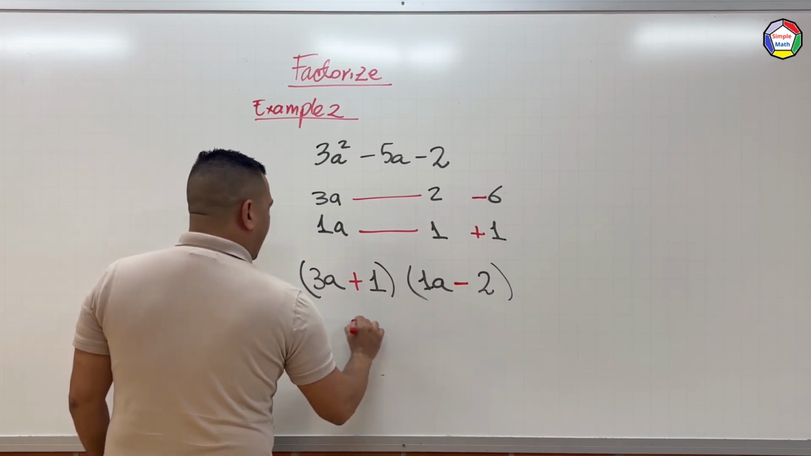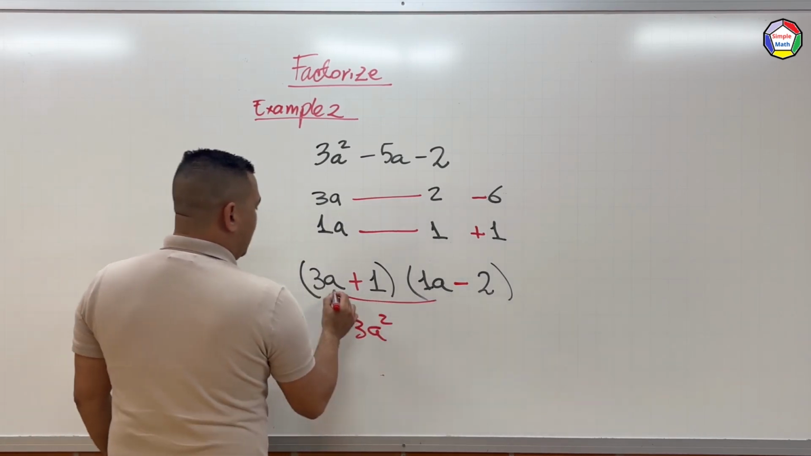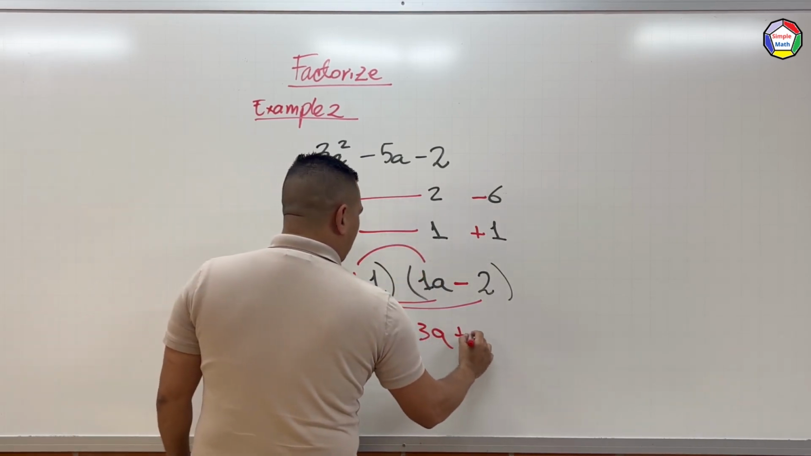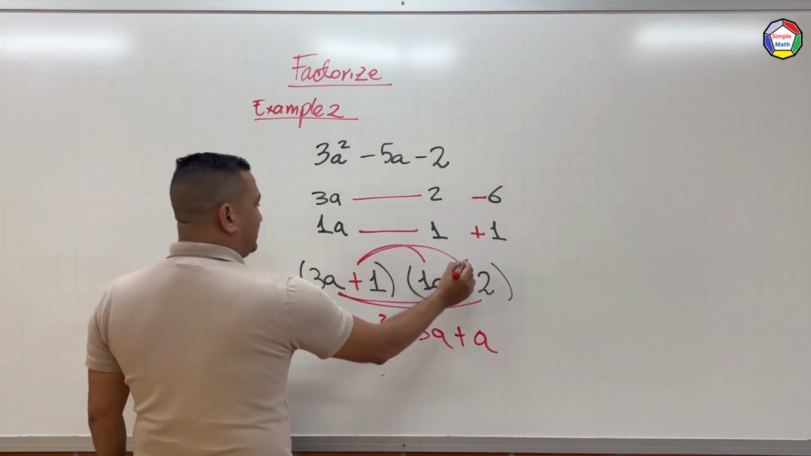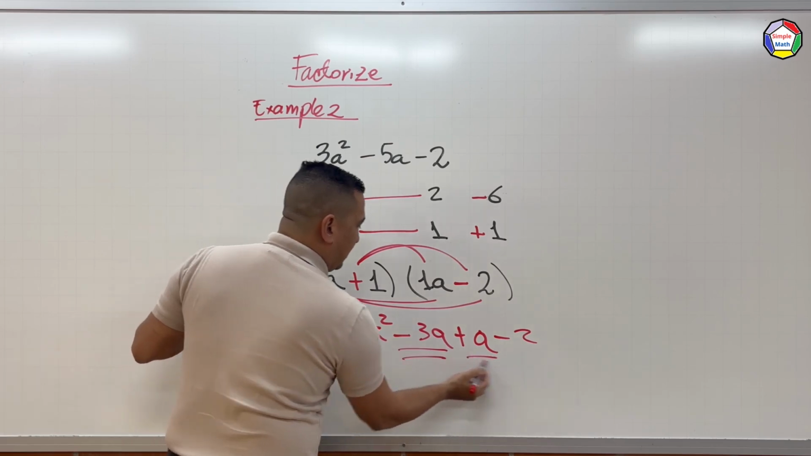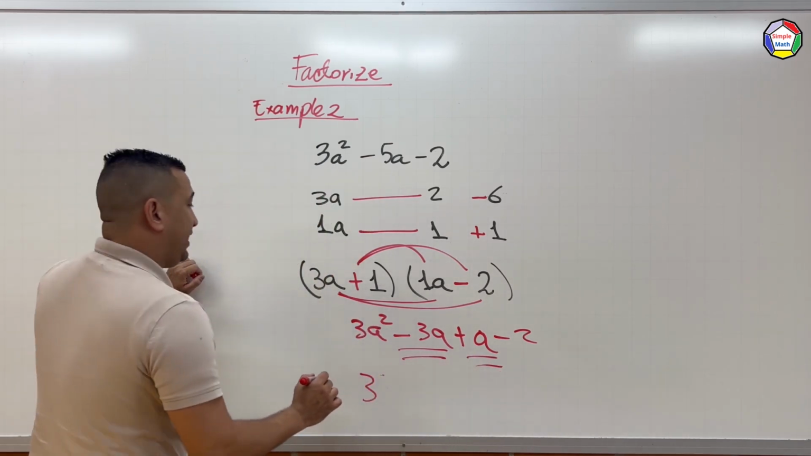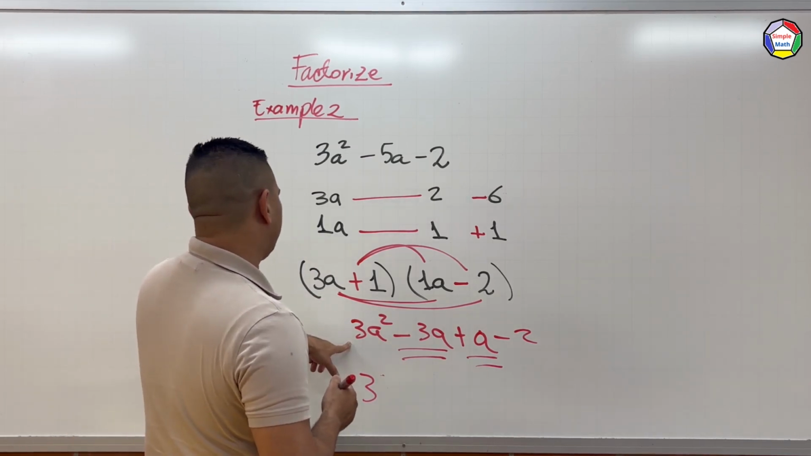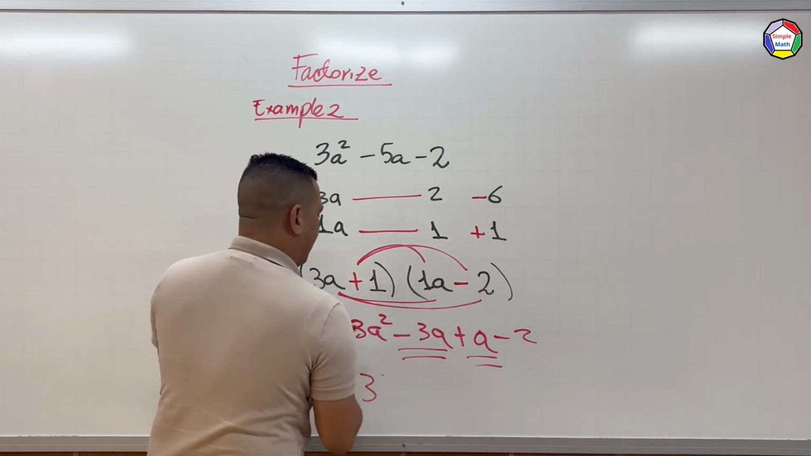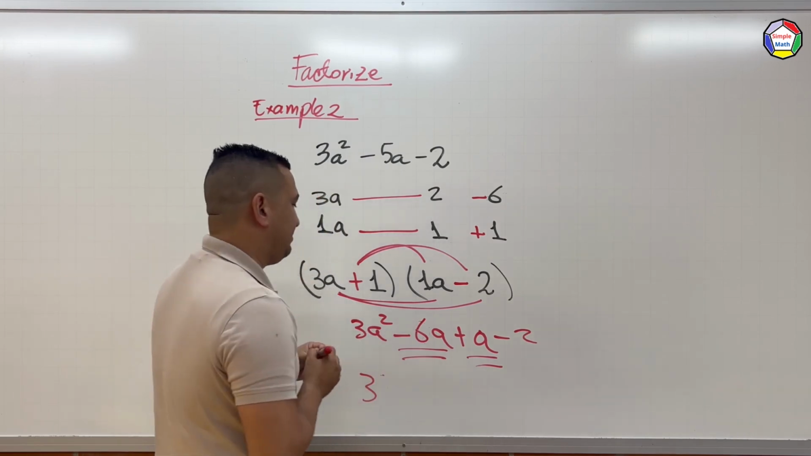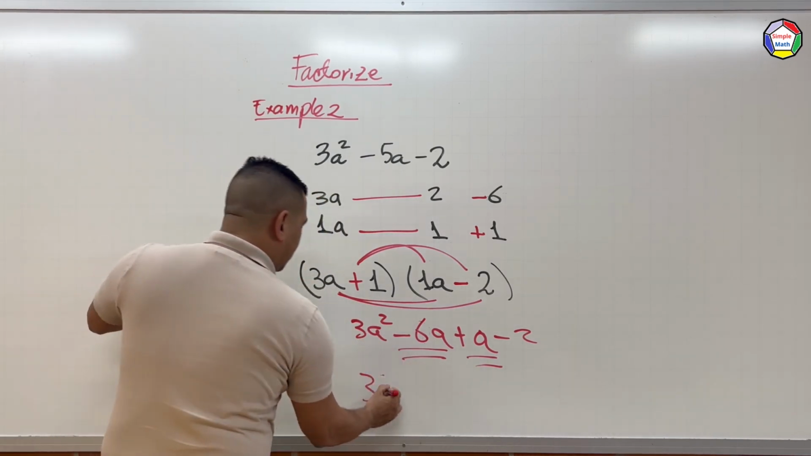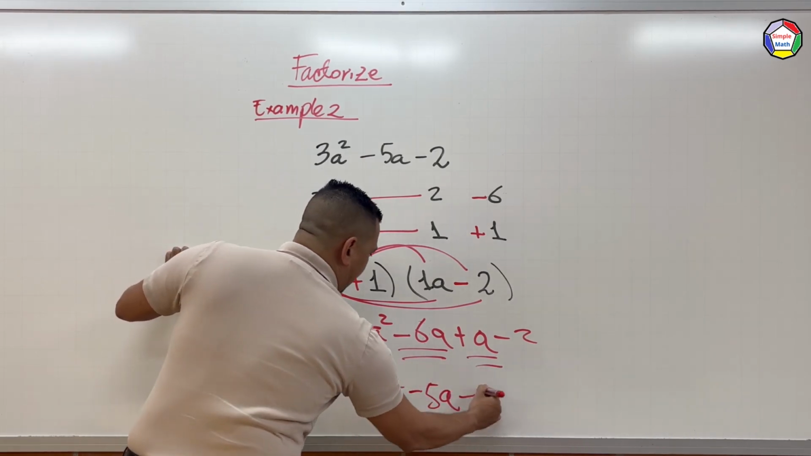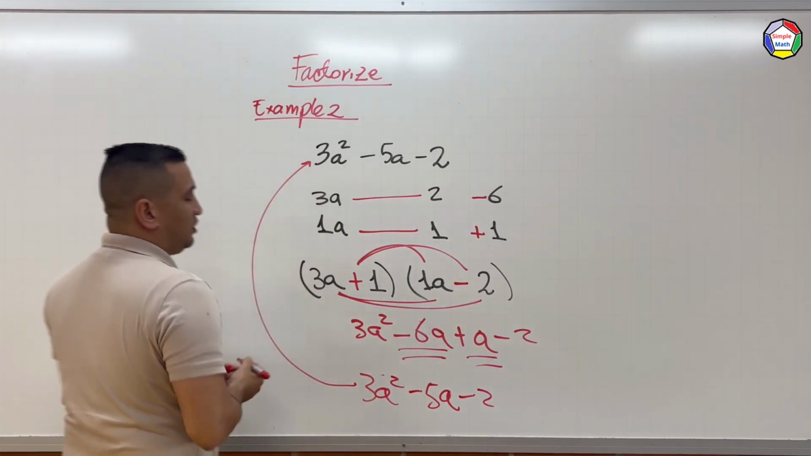3a times 1a is 3a to the power of 2. 3a times minus 2 is minus 3a. 1 times 1 is 1a or a. And 1 times minus 2 is minus 2. Sorry, I think I made a mistake here. 3a times minus 2 is minus 6. Yes, I made a mistake. So this is 3a to the power of 2 minus 6 plus 1 is minus 5, minus 5a minus 2. If you see, that is the result of my exercise.